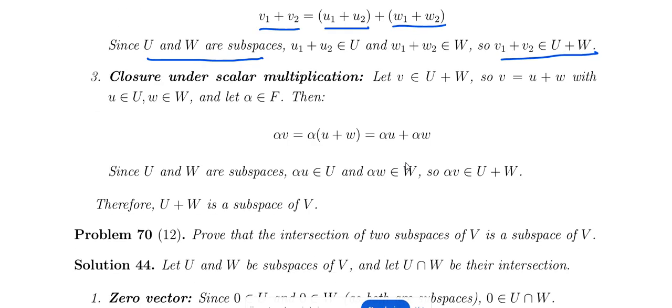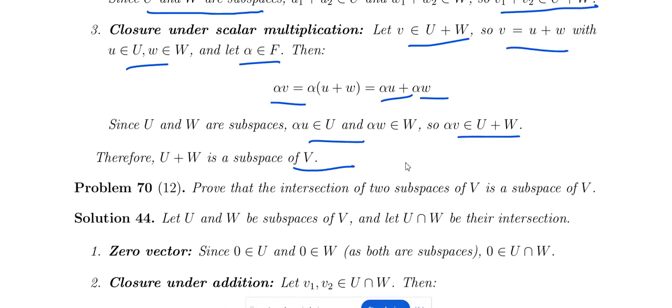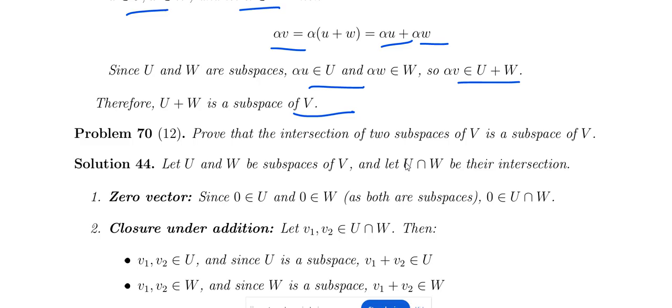Now closure under scalar multiplication. Take v belonging to U plus W, v equal to u plus w with u belonging to U and w belonging to W. Let alpha belong to F. Then alpha v is alpha u plus alpha w. Obviously, by the subspace definition, this belongs to U plus W. So this is a subspace. So U and W subspaces imply U plus W is a subspace.